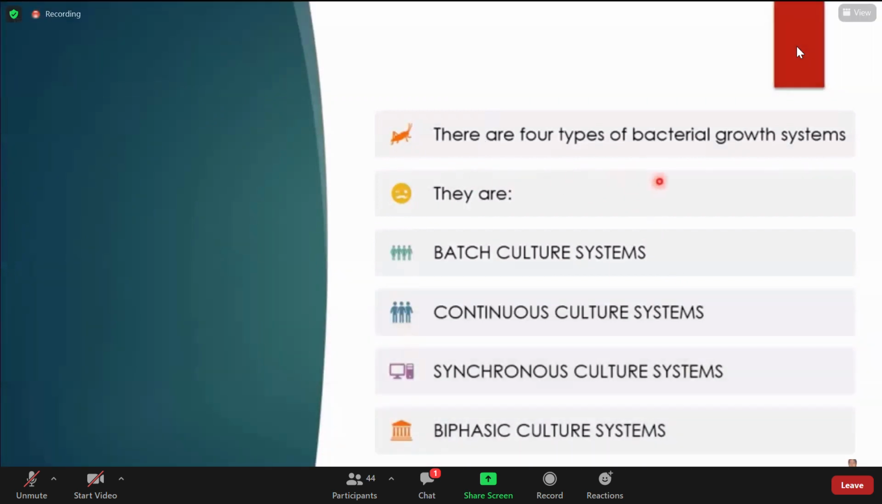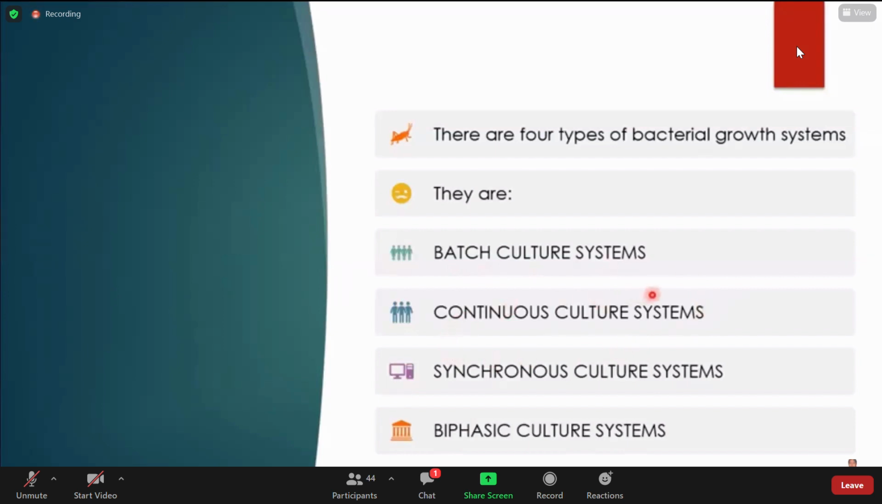Basically, there are four types of bacterial growth systems, or bacterial culture systems. How many types? Four types. What are they? Batch culture system, continuous culture system, synchronous culture system, and biphasic culture system. In a batch culture system, the growth is considered batch wise. More often we use it in laboratory conditions.